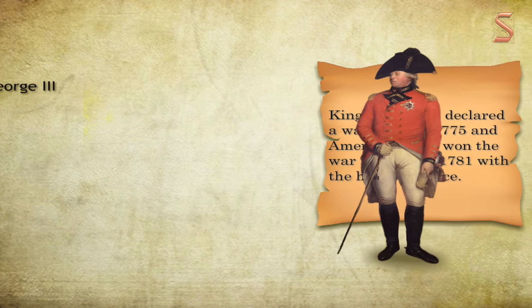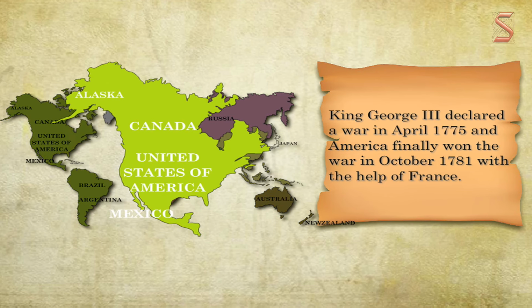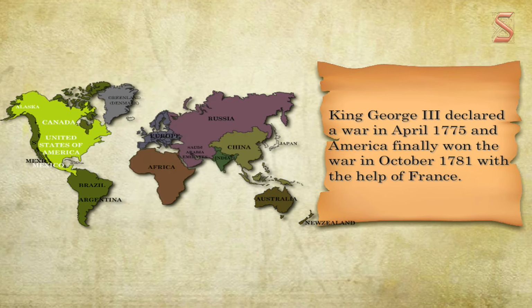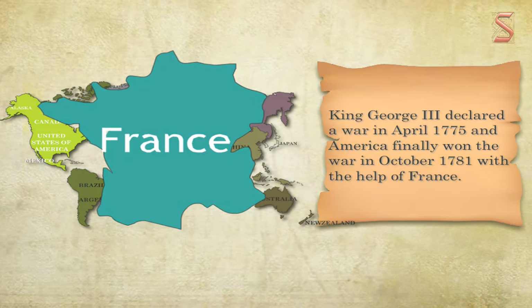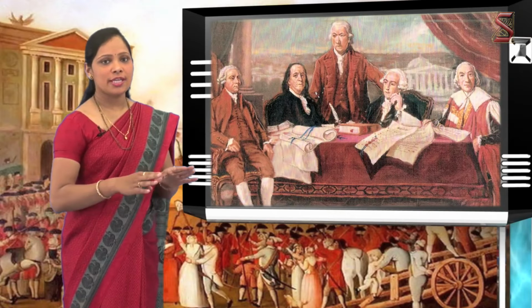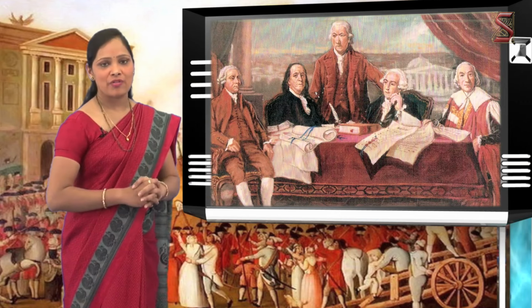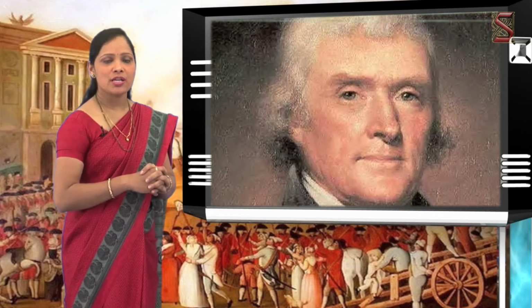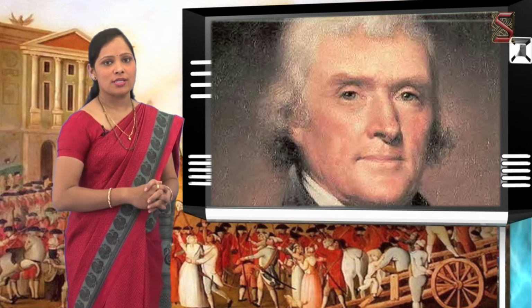King George III declared a war in April 1775, and America finally won the war in October 1781 with the help of France. The war between the British and American forces came to an end with the Treaty of Paris, by which Britain recognized the independence of the American colonies.